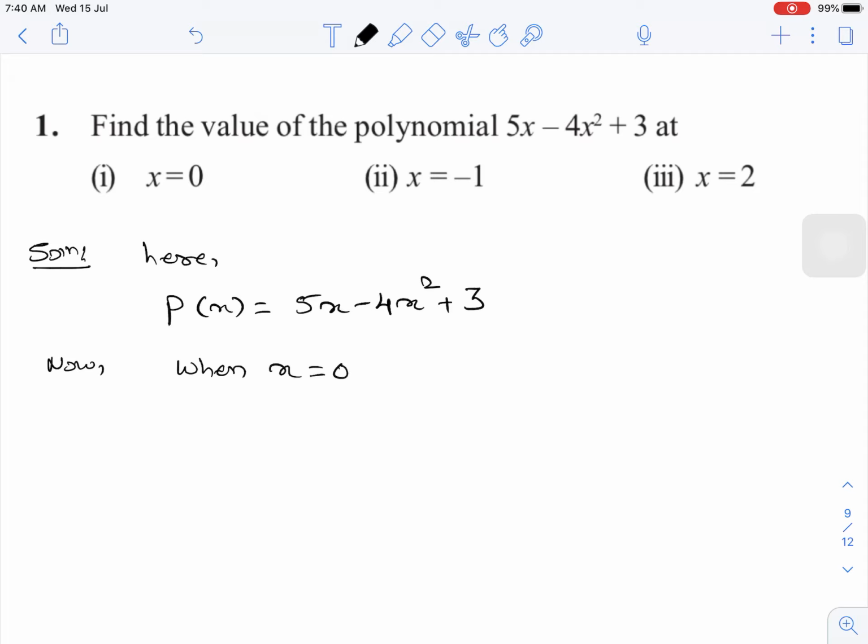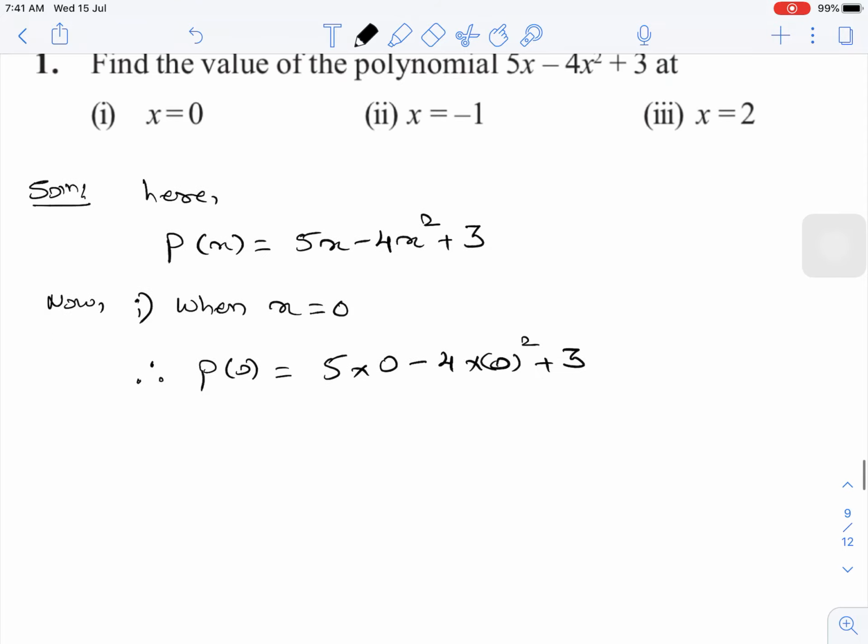When x equals 0, that is, we are going to find the first value. Therefore p of 0 equals, now wherever there is x, there we will write 0. So 5 into 0 minus 4 into 0 square plus 3. So you will get, now 5 into 0 will become 0, minus 4 into 0 square will be 0 only, plus 3.